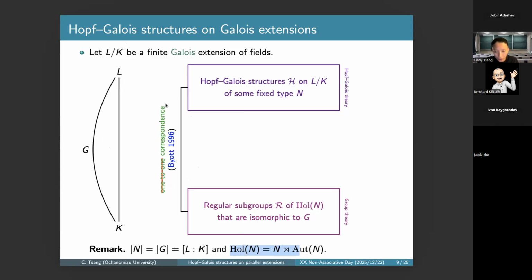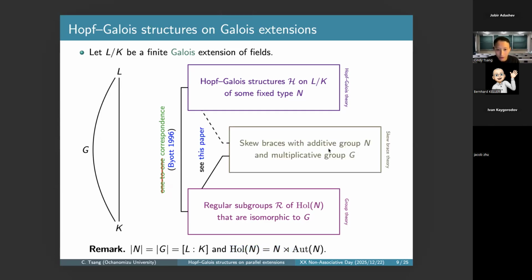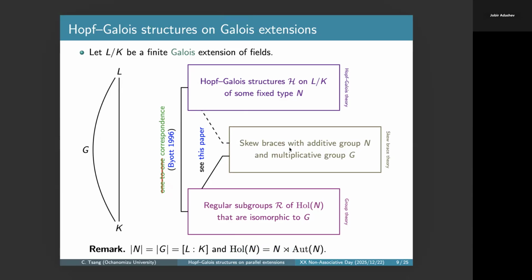With this translation, you lose the fact that the correspondence is one-to-one. So this is no longer one-to-one in general, but it gives you something that's easier to work with. We didn't take this perspective in our paper, but let me just mention in passing that regular subgroups of the holomorph that are isomorphic to G are known to be related to skew braces, where N corresponds to the additive group and G corresponds to the multiplicative group. So indirectly, there's some correspondence between Hopf Galois structures and skew braces.